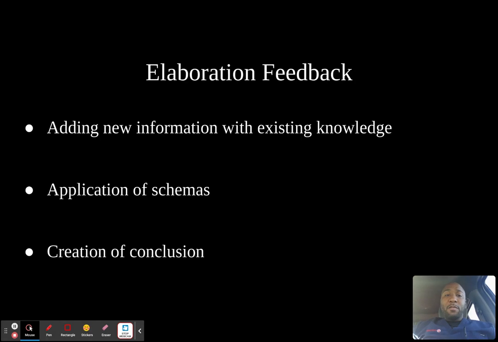Second will be elaboration feedback. Adding new information with the existing knowledge, application of schemas, and creation of a conclusion. So the material that is elaborated when first learned will be easier to recall later. When you have the elaboration, it leads to a deeper understanding of the information. That's simply because the information is processed more and gone over thoroughly. Then it connects the new information received with the existing knowledge, and tries to connect the two.